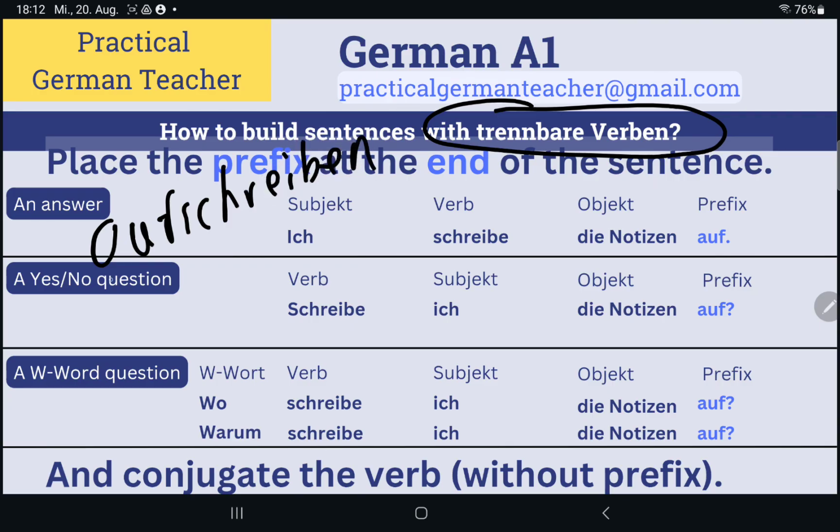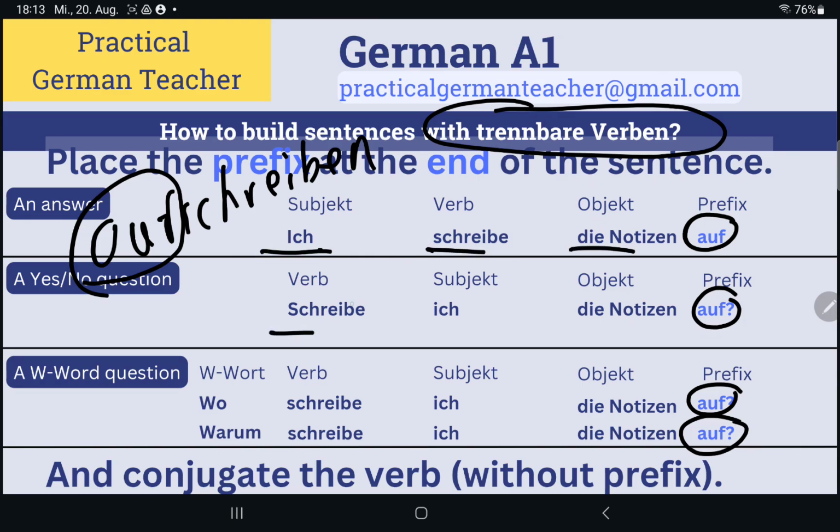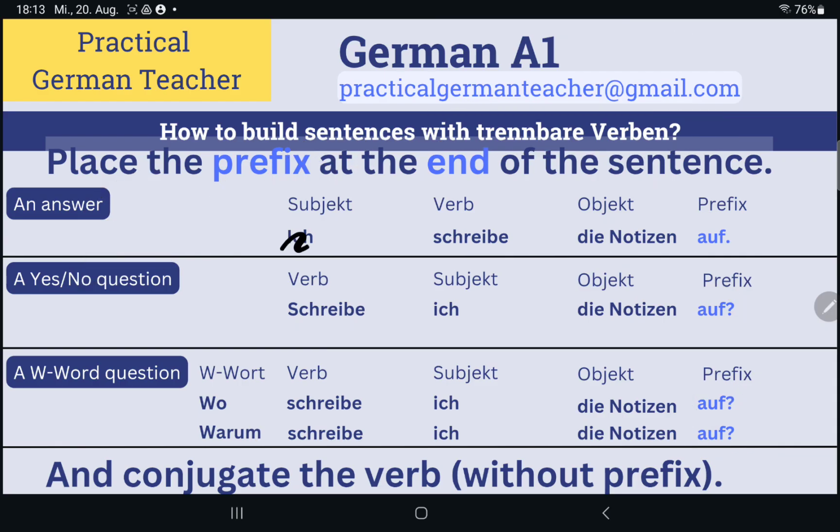Okay, the verb is aufschreiben. All you have to do is separate the prefix from the verb and write it at the end. Okay, and then just as it is: subject, verb, object. Now, if you have the subject, verb, you may or may not have an object, and then the prefix at the end. Okay, if you want to write something, it has to be before the prefix and after the verb.